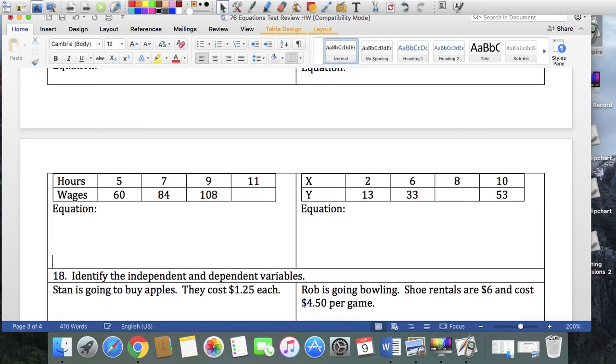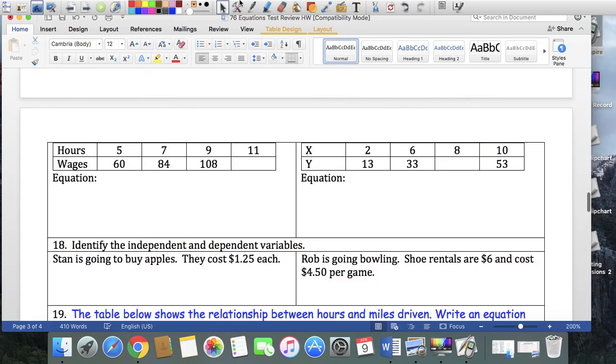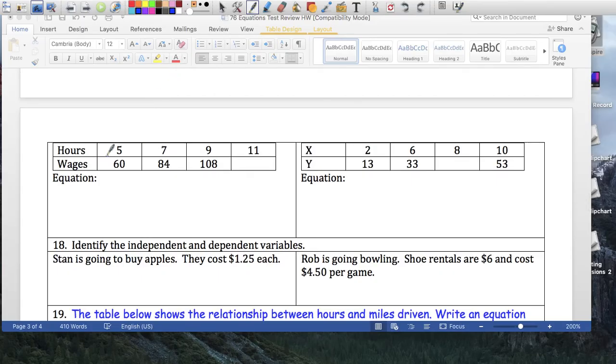Hang on a sec. All right, so this one is, let's see, times 12. Times 12, times 12 gives us 132. So what's the equation? Well, to get my wages, I have to multiply the number of hours times 12. So 12 times H.